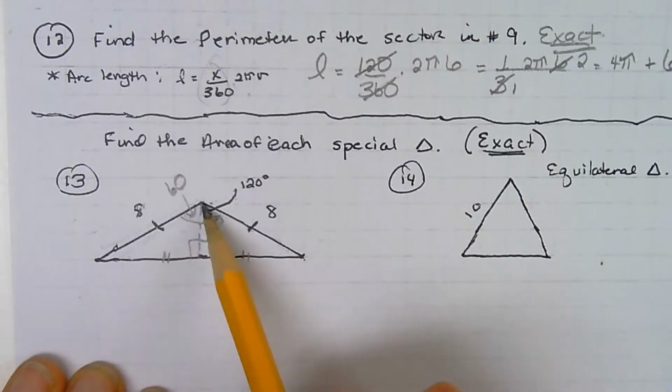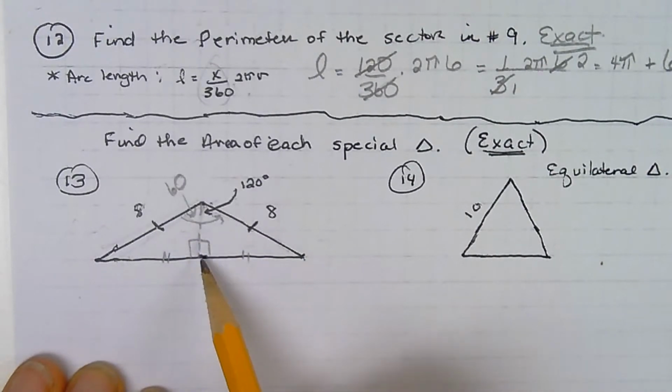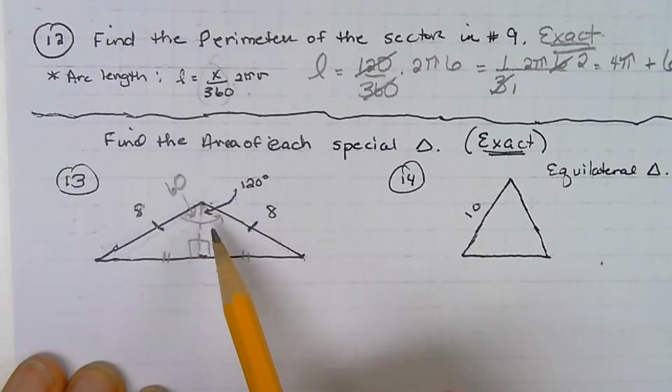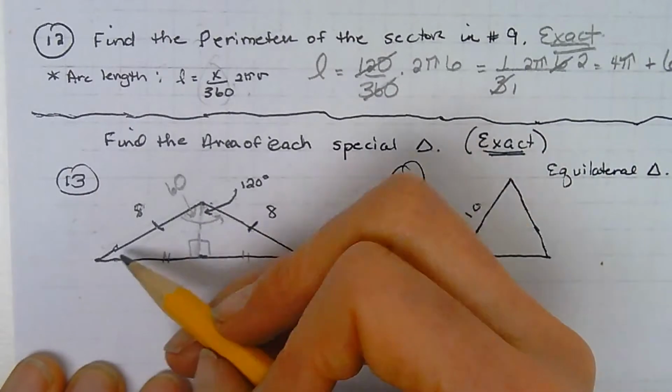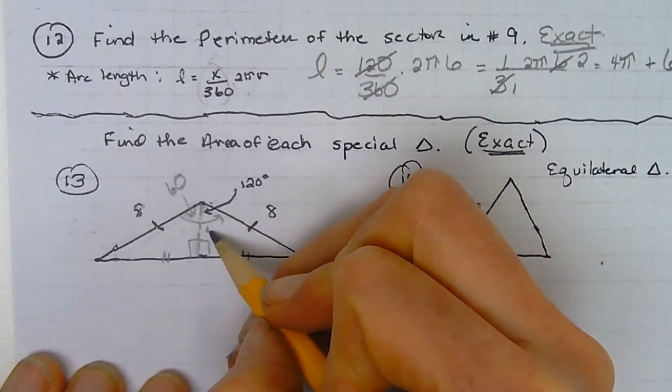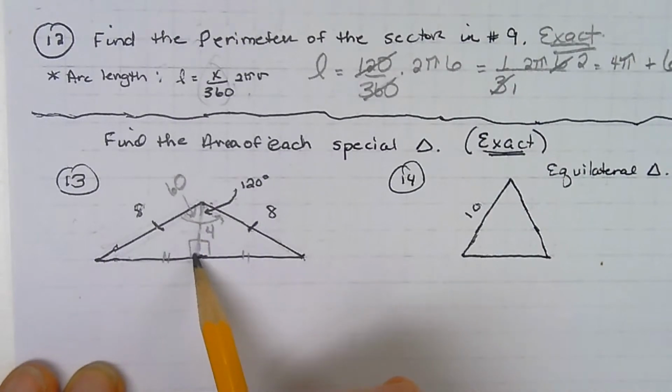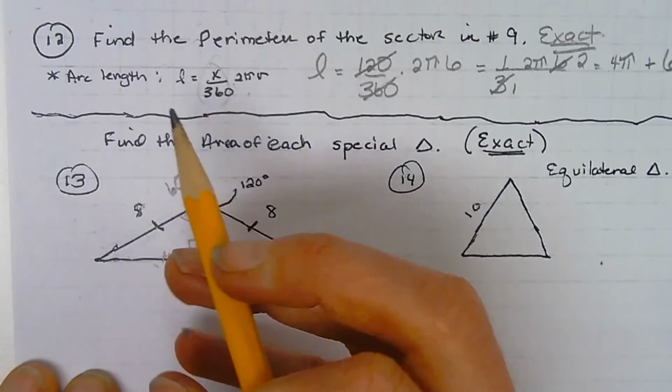So we can find the length of the height. If the hypotenuse is 8, then the short side, this is the short leg, it's opposite the 30-degree angle, is 4. This is the long leg of a 30, 60, 90. So the long leg is 4 rad 3.